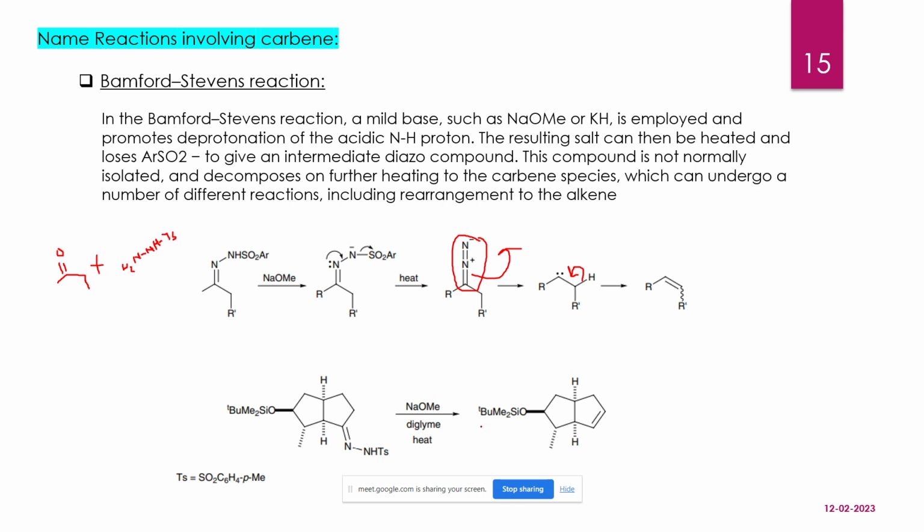Based on this Bamford-Stevens reaction, I have shown a problem here. What is happening? After the addition of base, this proton will get deprotonated first, then this lone pair will shift here, the tosyl group will get removed, and then N2 will get removed, giving us a carbene here. There are two hydrogens, one here and one here. A hydrogen at the ring junction, where the two rings are joined to each other, is not much stable. So selectively this hydrogen will get removed, giving a double bond here, not here. Understood why not here? There is also hydrogen there, but if it gets removed, the double bond will be at the ring junction.